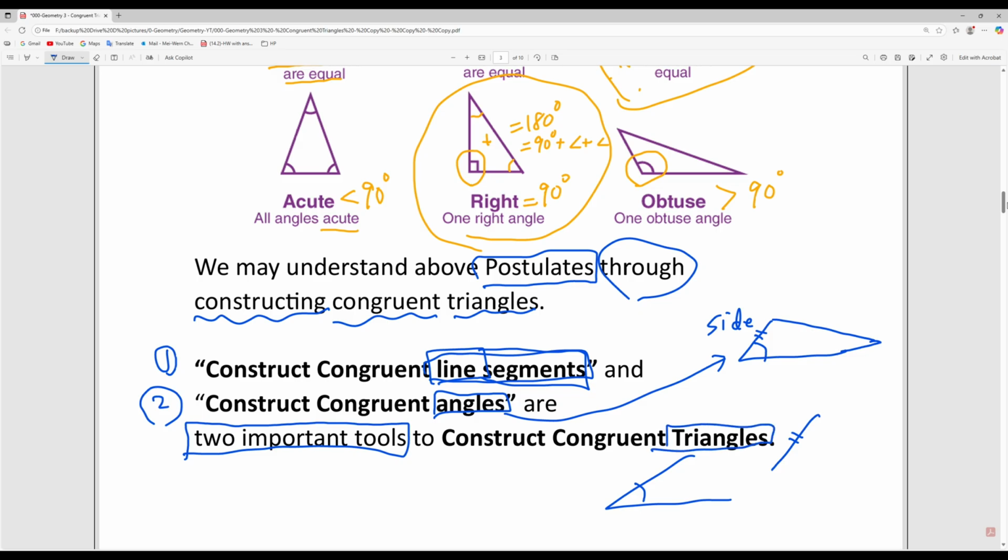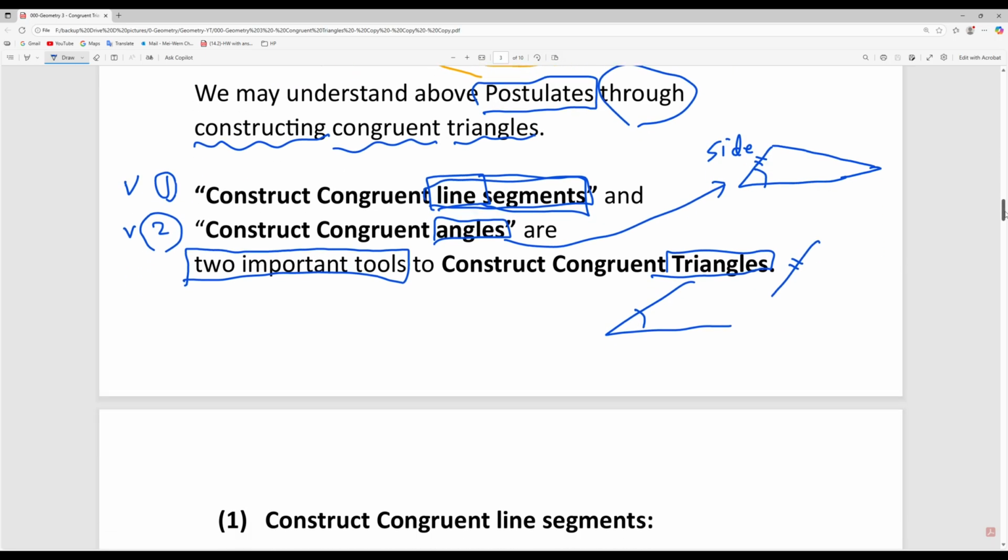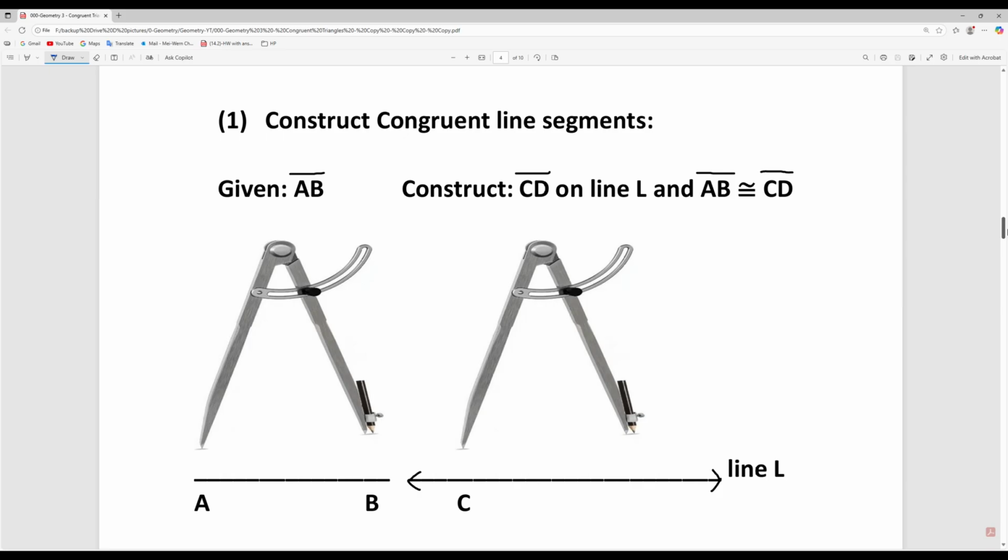Okay, now how to construct congruent triangles? Basically, it's more than just 1 and 2. So that's why you have to pay attention for the rest of the video today. Okay, so first, keep going. We try to learn how to construct a congruent line segment. So first, I need to give you a line segment.